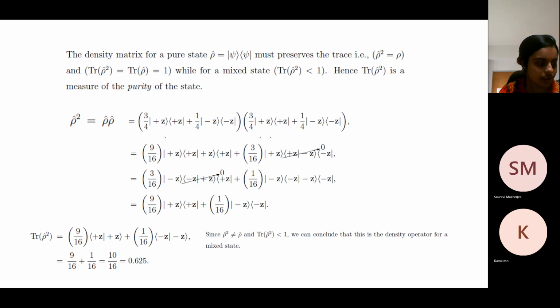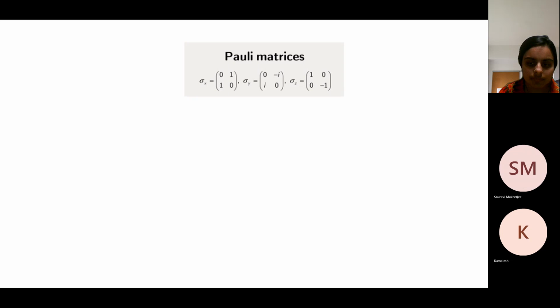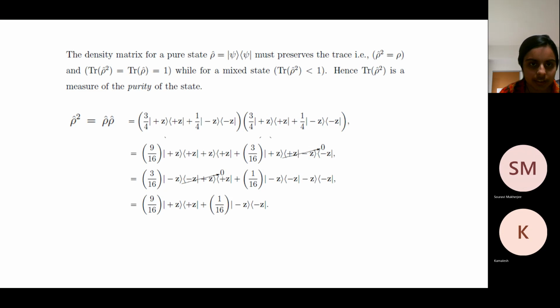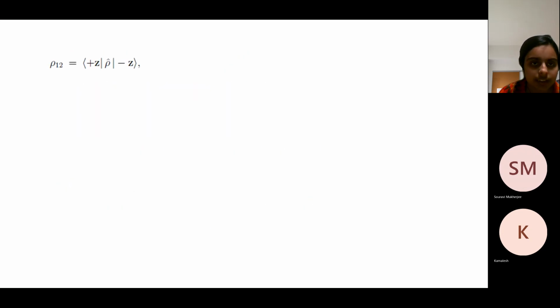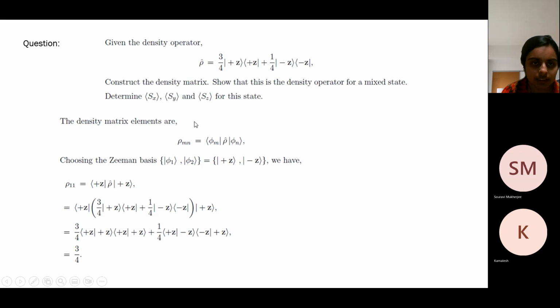Now the next question that we wanted to have was how do we find the expectation value of the different spin, like Sx, Sy, and Sz, right? What was the question? Let us go back. So the question was, we have to find the average spin along X, along Y, or along Z for this state. So how do we do that?